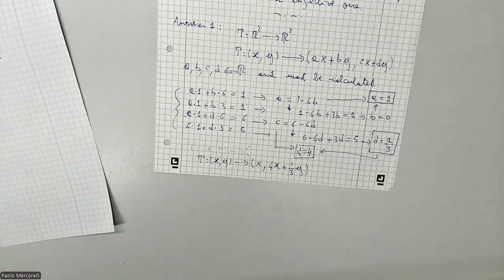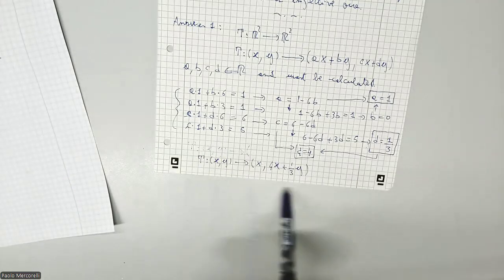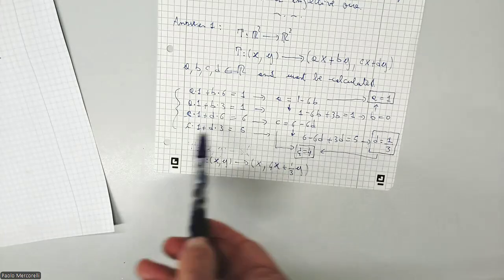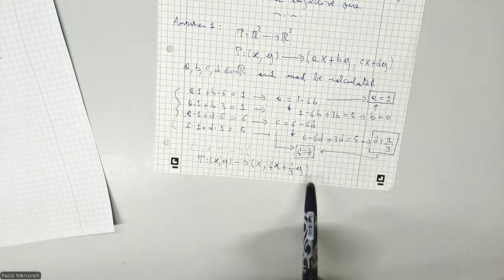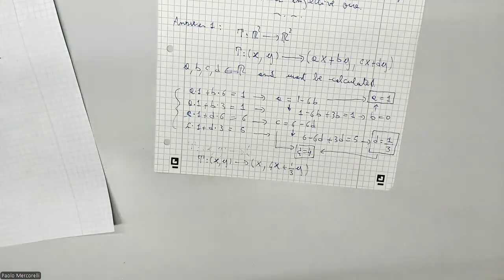Questions? To calculate A, B, C, D from Gymnasio, we have to do a little bit of exercises, but yeah. The first question is already answered here. We have concretely, or explicitly, the transformation.